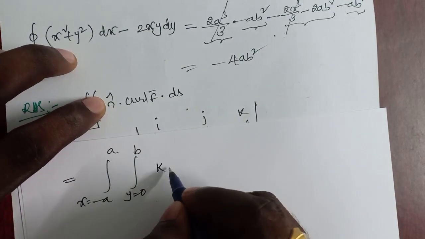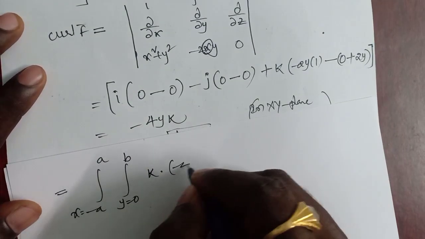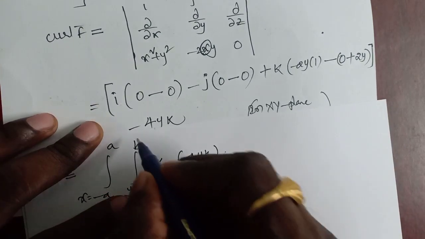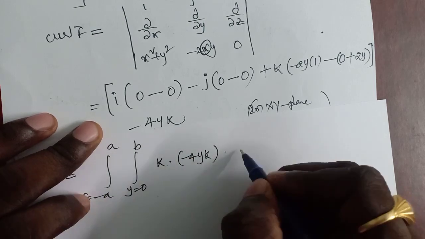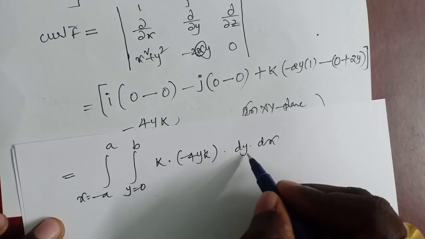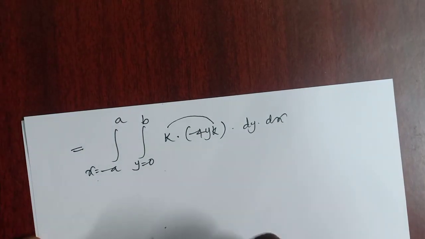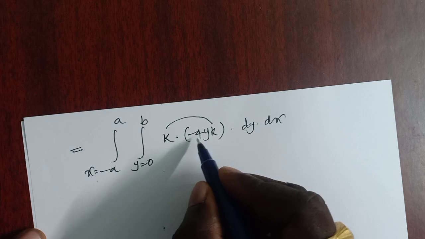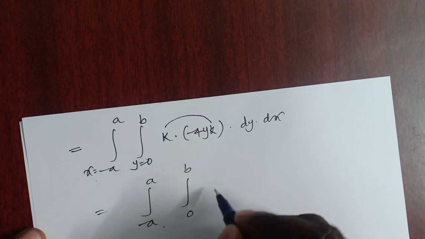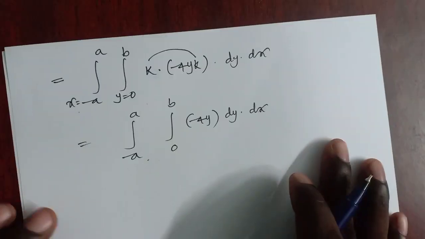So n cap is what? k bar dot curl f bar. Curl f bar is what? Minus 4yk into ds. So ds, under the surface, we need to integrate with respect to y first and then x, so that it is dy into dx. First one is with respect to y and the second one is with respect to x. Now k bar dot k bar is what? 1. What we get finally? Minus 4y, with limits minus a to a, 0 to b. So minus 4y dy dx.